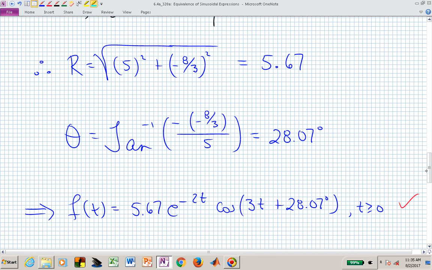So our f of t is now 5.67 e to the minus 2t cosine. The exponential damping is the same. The frequency, the damped frequency is the same. It's just now we wanted to find the magnitude and the angle associated with that single cosine expression.